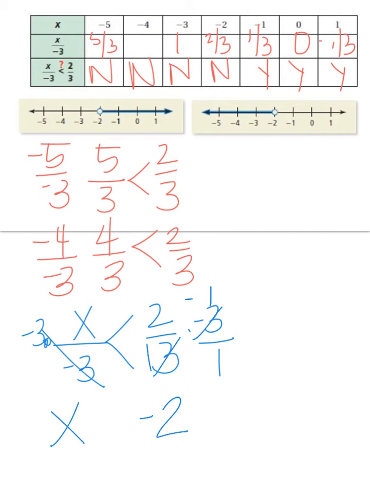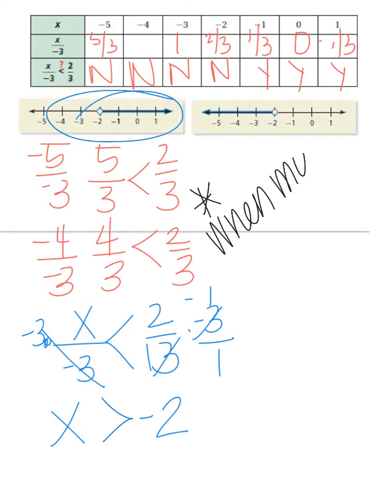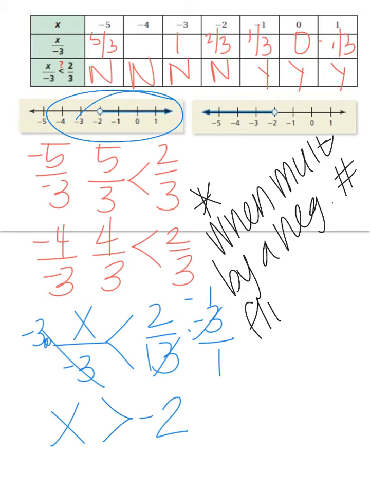Go back and let's figure out which graph matches. Well, these values are all yeses. I see -1, 0, and 1 graphed in the first one, so it's shaded to the right, which means my arrow needs to point to the right. So this is again, and I would write this down on your notes and in your RPJ. When multiplying by a negative number, flip the inequality sign.